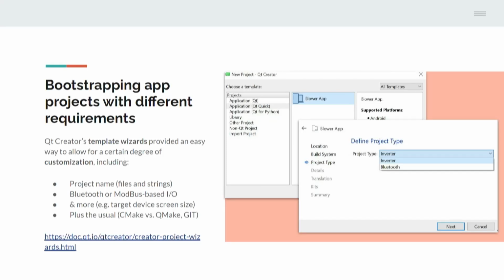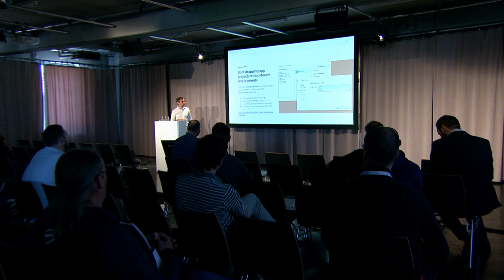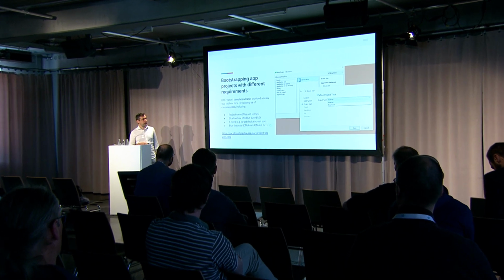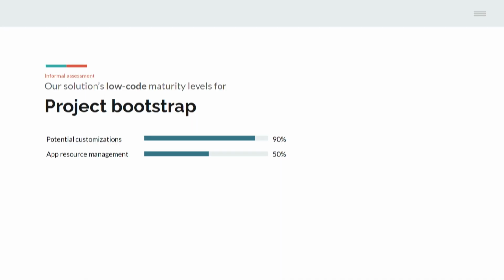Okay, so things that you can customize, in this specific case, are things like project names, Bluetooth or Modbus based input-output, target device screen size, for example, plus the usual CMake versus QMake, Git, and so on and so forth. Okay? If you want to know more, there is documentation about project wizards. So the potential customization is very high without writing a single line of code, if you plan for it.